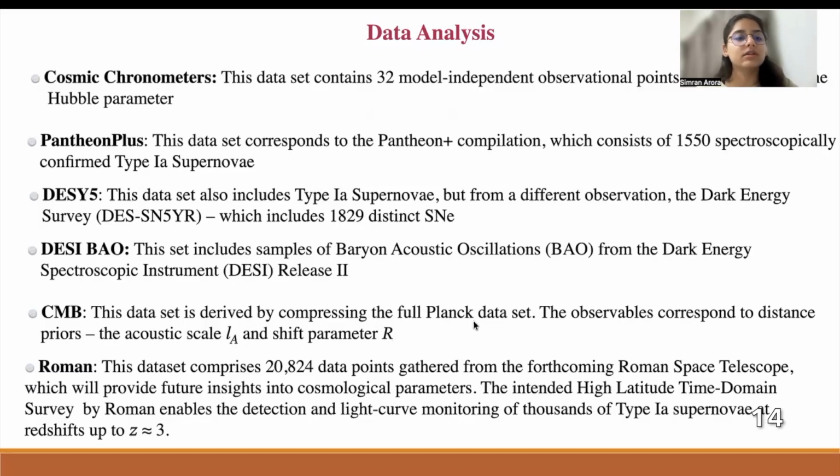Another important data we used is Roman, which has not yet been disclosed, but we had mock data from the collaborators, and it has around 20,824 data points gathered from the Roman Space Telescope. So this is a very strong future data coming into the picture, and it also covers a redshift up to z equals 3, which might give something new, something strong. So this is the mock data we have used so far, which is not the final data, but is the mock data coming from the forthcoming Roman Space Telescope.